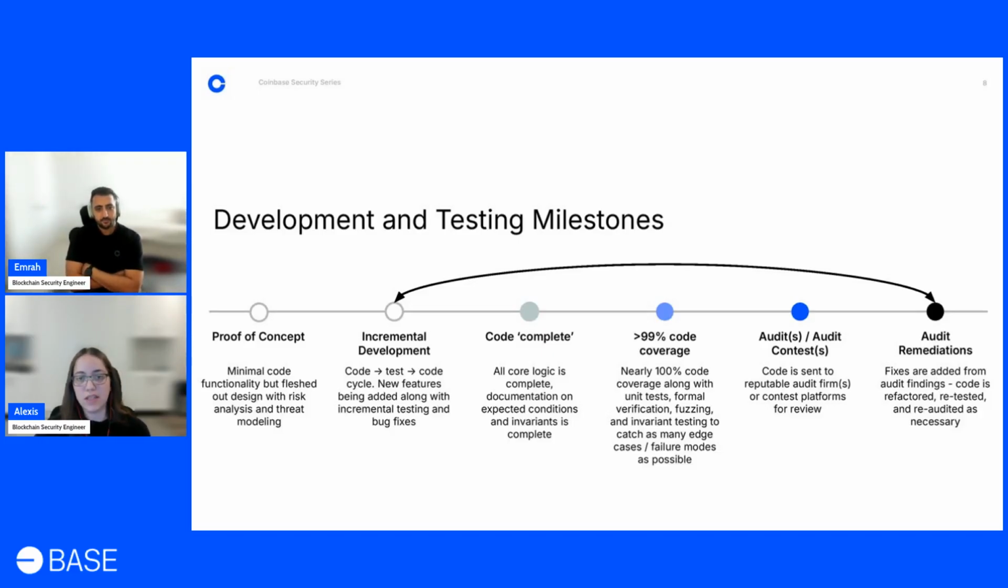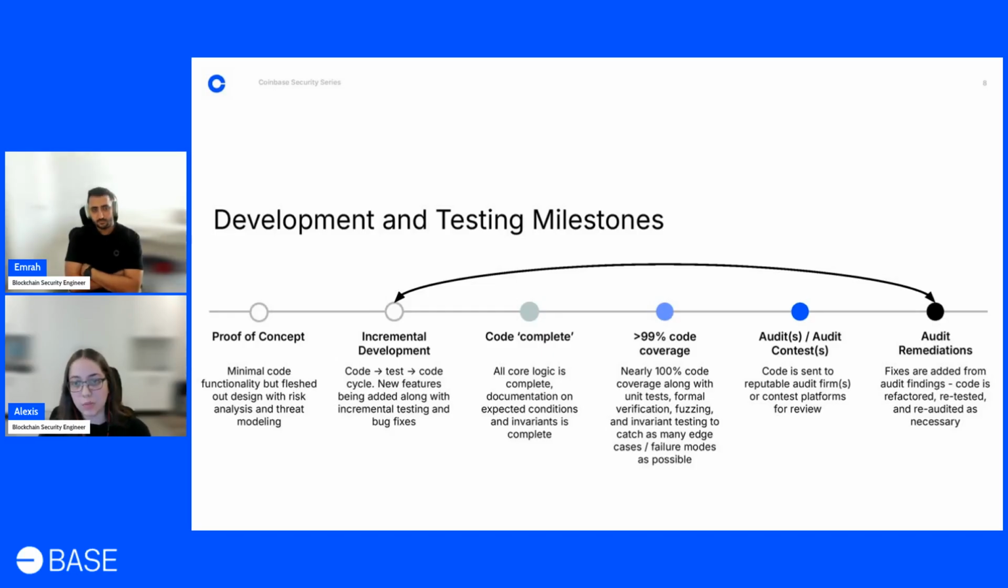Then we have the audit and audit contest step, which is pretty self-explanatory of all the steps here. Find yourself a reputable auditing firm or contest firm or both and have them audit your code. Then finally, the last step is audit remediations, where you fix all the findings from your audit and then have the code retested and re-audited as necessary.